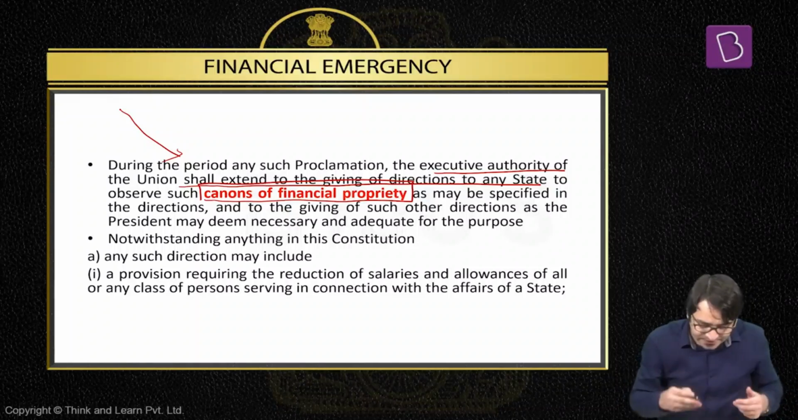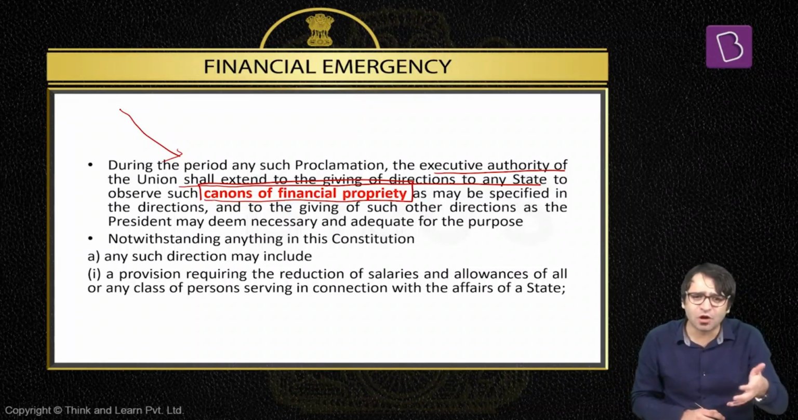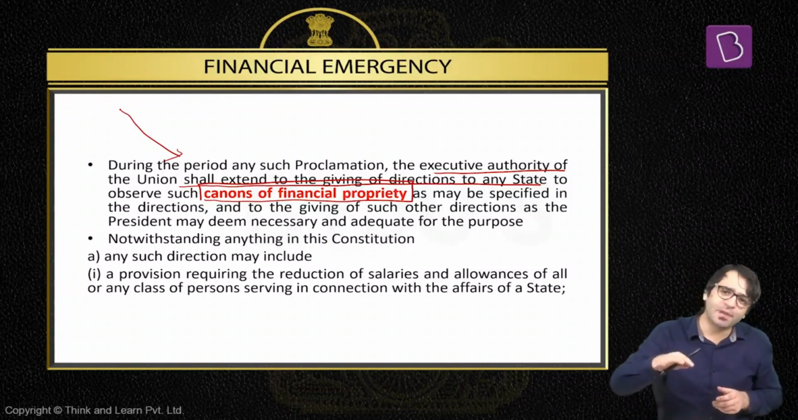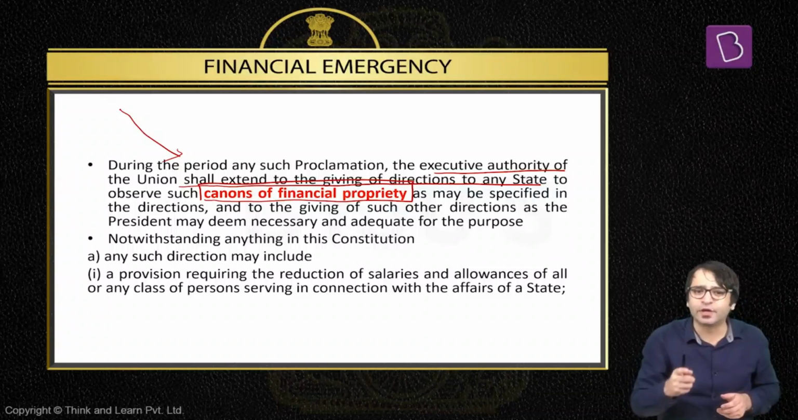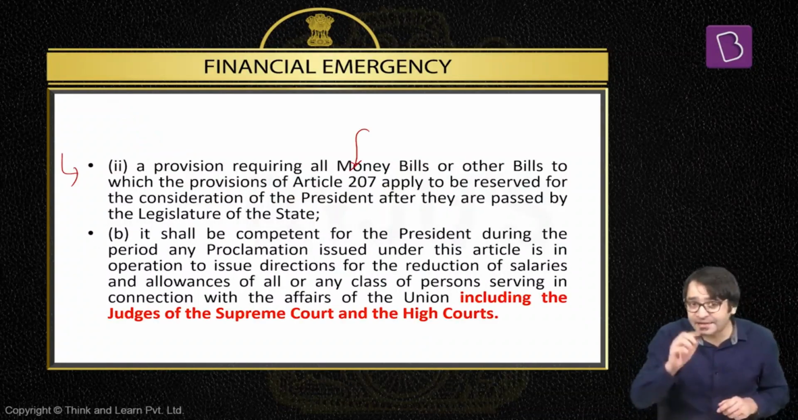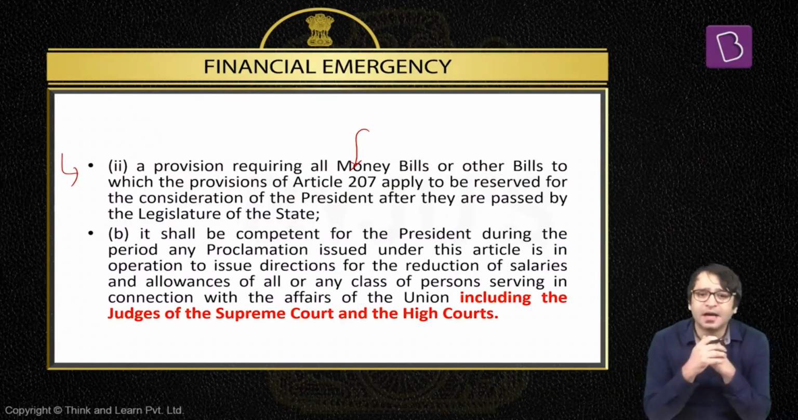Which are these directives? Number one, there are government employees, engineers, doctors, teachers, technicians, others. Their salaries may be reduced during financial emergency. That means the center will issue directives to the state that please reduce the salary of your employees. That can happen.